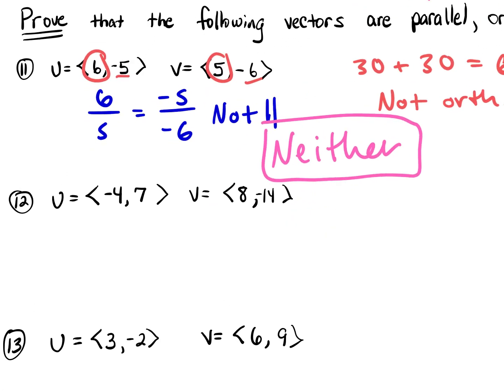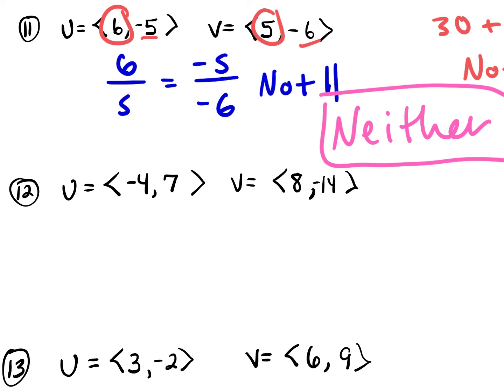All right, let's do the next one. Let's check and see if they're parallel first. So the first number in u over the first number in v is equal to the second number in u over the second number in v. I can simplify both of these fractions. So divide both of these by 2. I can divide both of them by 4.